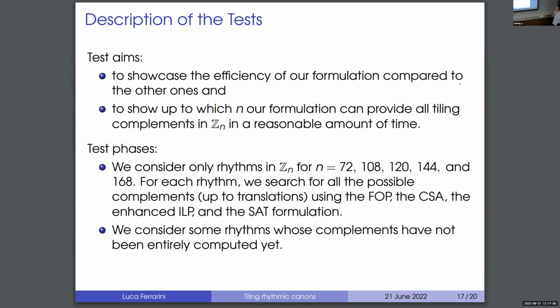The first one is to compare the time of our model to the SAT encoding model, and we have shown that in our case we can set up and find tiling complements where n is a huge number. For the test phases we have considered the rhythms 72, 108, 120, and these are just the tiling aperiodic canons. And with the SAT formulation, we have found some new complement canons where n is greater than 168.